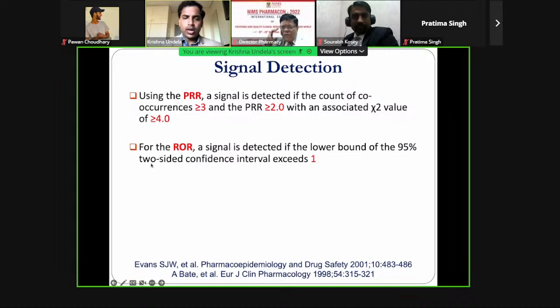Similarly, for ROR, reporting odds ratio, along with the reporting odds ratio, we are having the confidence interval, 95% confidence interval, right? So whenever the lower limit of 95% confidence interval exceeding 1, we can say the signal identified between the drug and reaction.